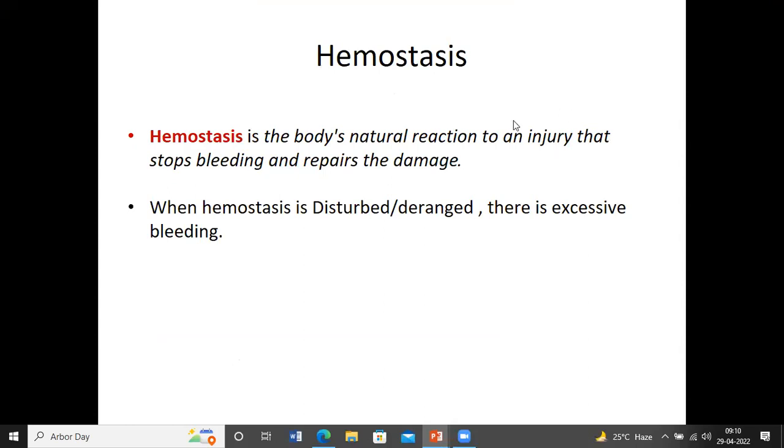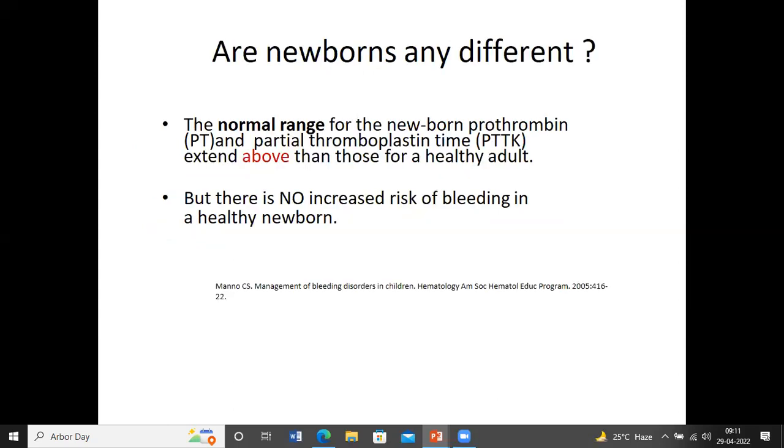We all have studied this in physiology, but just to brush up our knowledge, hemostasis is the body's natural reaction to an injury that stops bleeding and repairs the damage. Whenever there is a disturbance in hemostasis, there is going to be excessive bleeding. Since we are dealing with children and newborns, we need to ask ourselves, are newborns any different? The answer is yes. If we look at PT and aPTT, the levels extend beyond those of a healthy adult. Of course, this does not increase the risk of bleeding if a child is normal.